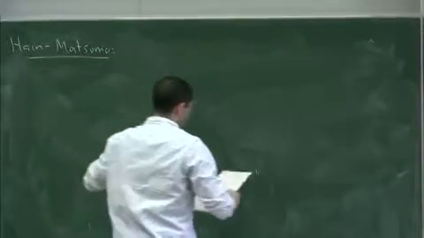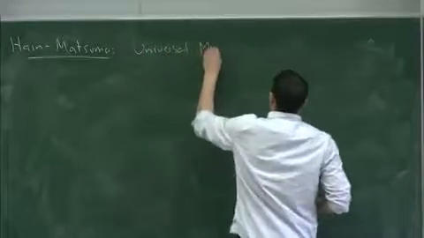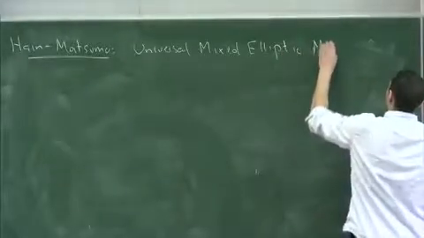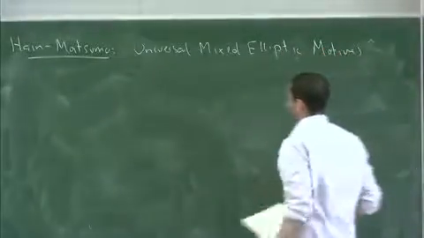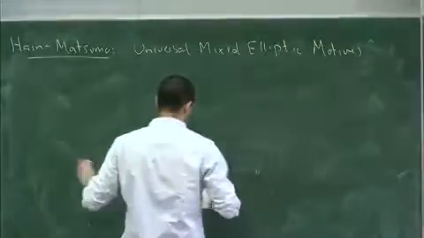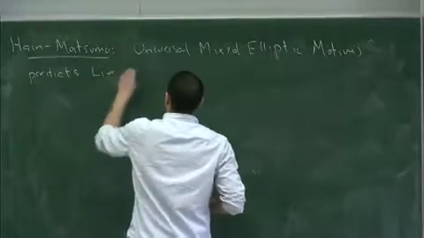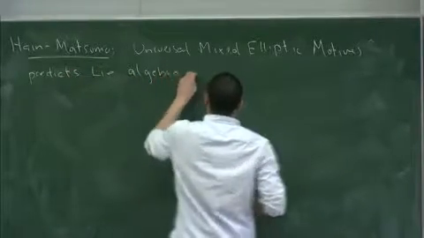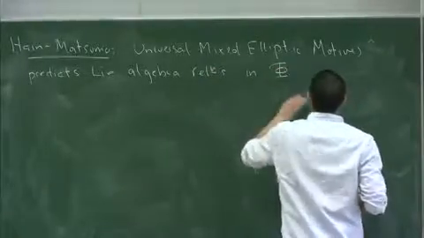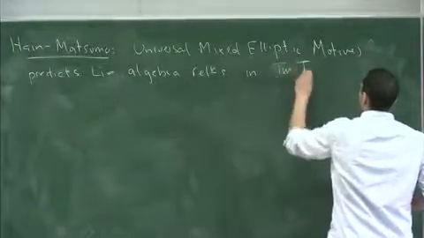Hain and Matsumoto's theory of universal mixed elliptic motives. These are universal in the sense that they live over the moduli space. It predicts Lie algebra relations and the image of phi coming from cusp forms.